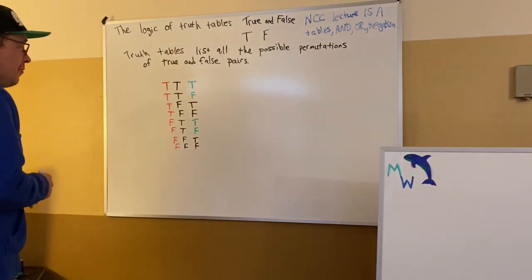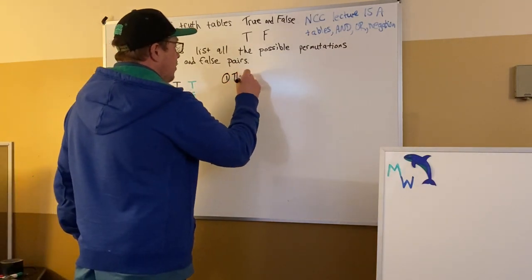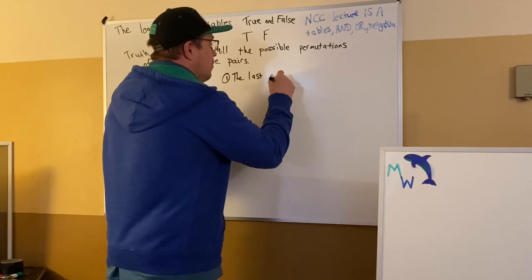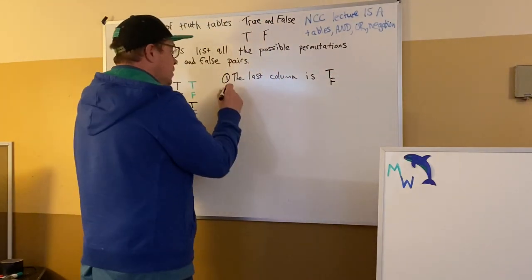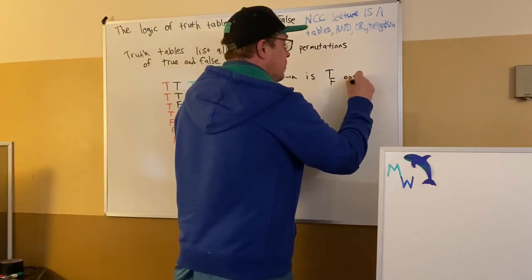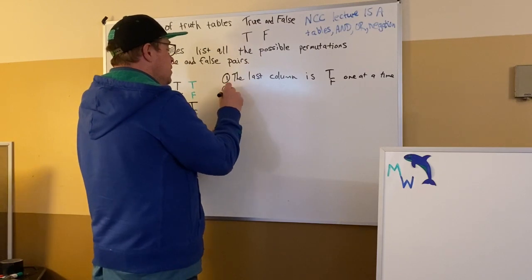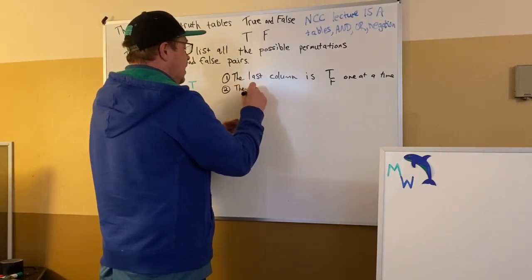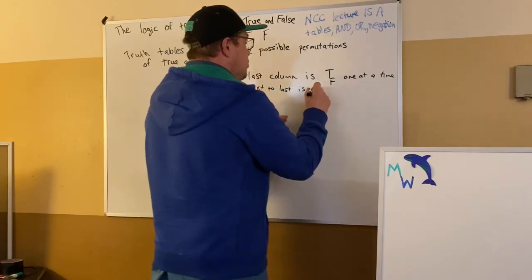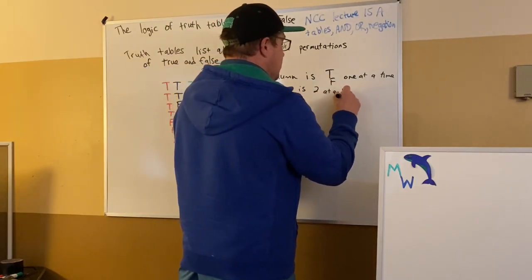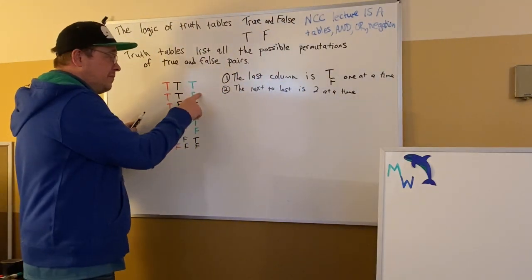Well, that came from the process like this. Number 1, the last column is T over F. And that's one at a time. Then the next column, the next to last, is 2 at a time. So when you did that, we said TF, that was green.